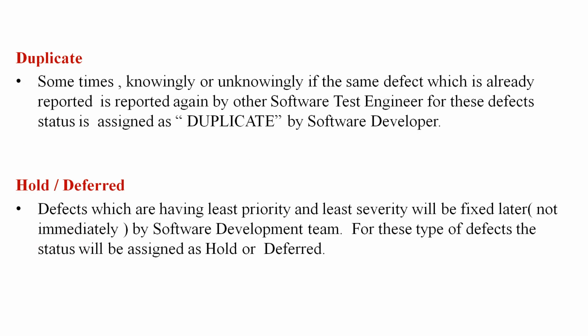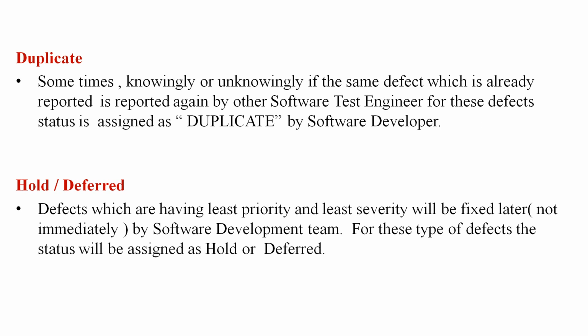Duplicate. Sometimes knowingly or unknowingly the same defect will be reported by multiple software test engineers. The first software test engineer who has reported that defect will be accepted. For the rest of the software test engineers who have reported the same defect, the status will be assigned as duplicate. Hold or deferred.